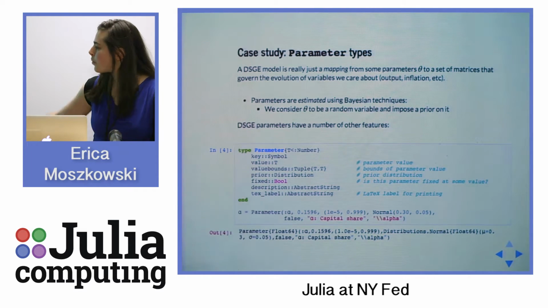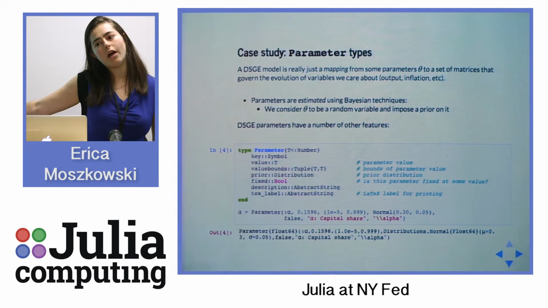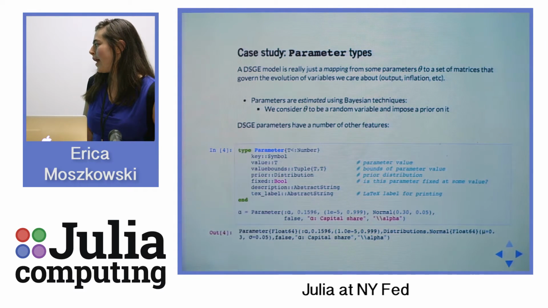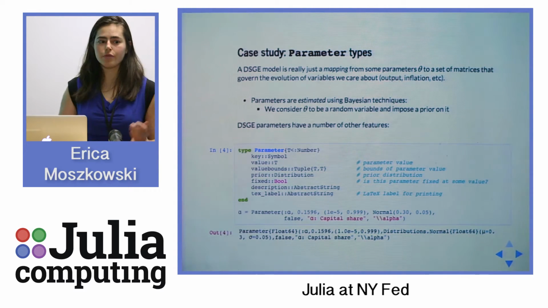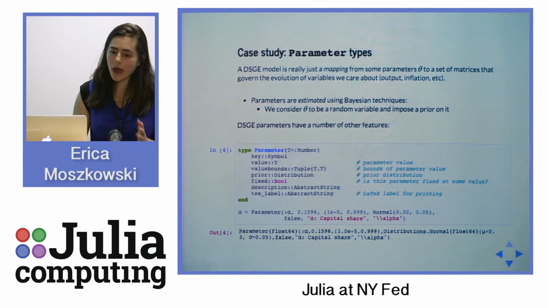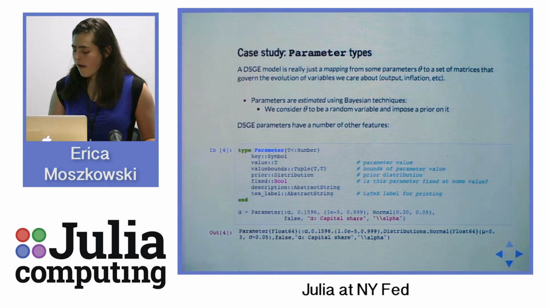Here I have an example where we just define a parameter called alpha, which is the capital share in our economy. It has a value, it has bounds, and it has a prior, which is normal in this case. We are not fixing it, and we have a label for it and all that nice stuff.